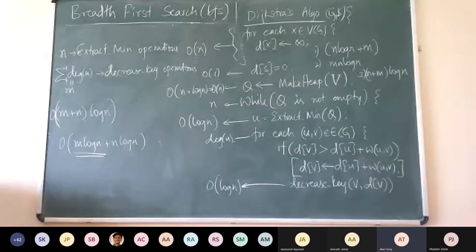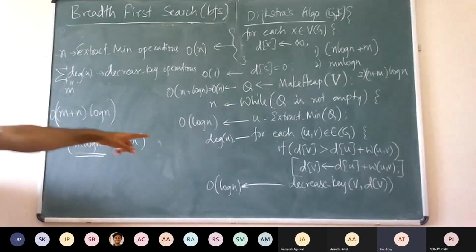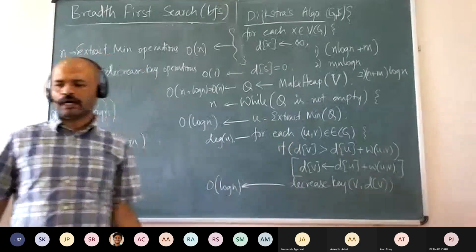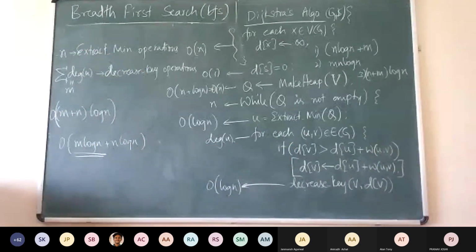This is similar to breadth first search, right? That is for depth first search and breadth first search, that is how we analyzed it, right? I got it now, sir.